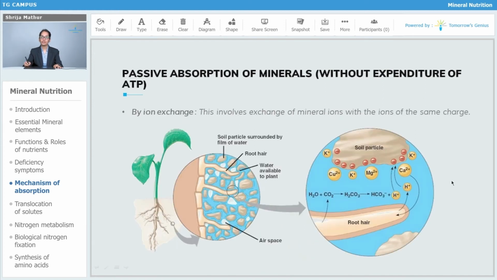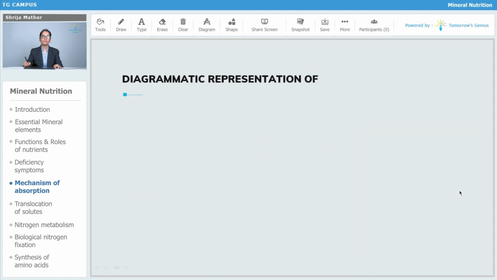By ionic exchange, this involves exchange of the mineral ions with the ions of the same charge. By contact exchange, when the mineral ions exchange with the hydrogen and the OH ions. So in this exchange, the mineral ions also get exchanged. Carbonic acid exchange, when the mineral ions are exchanged with the ions of the carbonic acid.